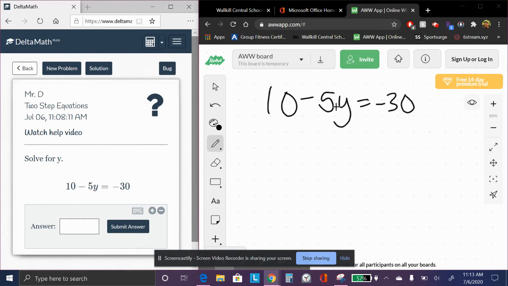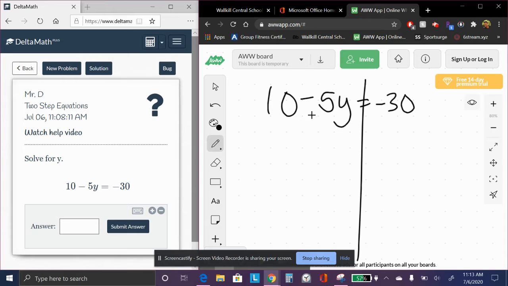So how do we determine the two sides of an equation? We look at the equal sign and we draw a line down the equal sign. So you have one side over here and one side over here. So in this equation, we have 10 minus 5y equals negative 30. And I want to get the y by itself. I want to isolate the y and get everything else over.